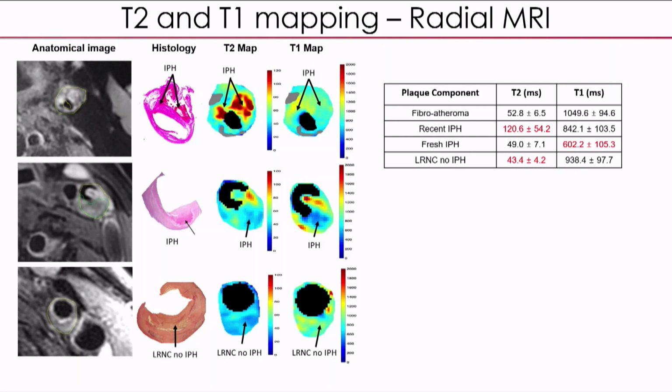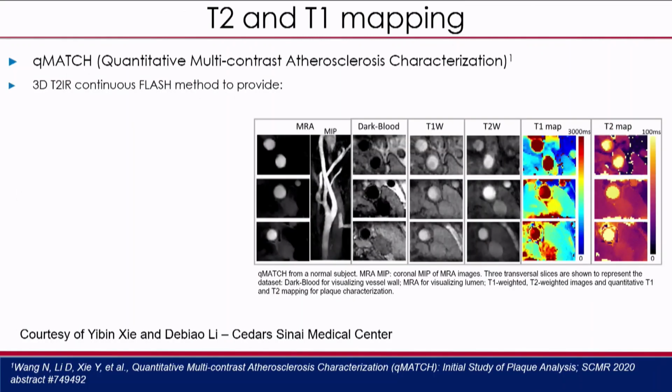And this is a case of somebody which has a lipid-rich necrotic core, but not intraplaque hemorrhage, but there's clear lipid here, and has a lower T2 value, but T1 is really not much affected. So in this way, you can actually have a nice picture of the plaque from these maps. This is the work, actually, you've seen these images before, but you'll see it again, from the QMatch sequence developed by colleagues at Cedars.